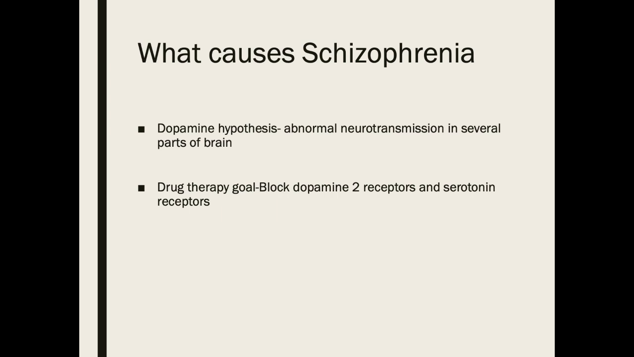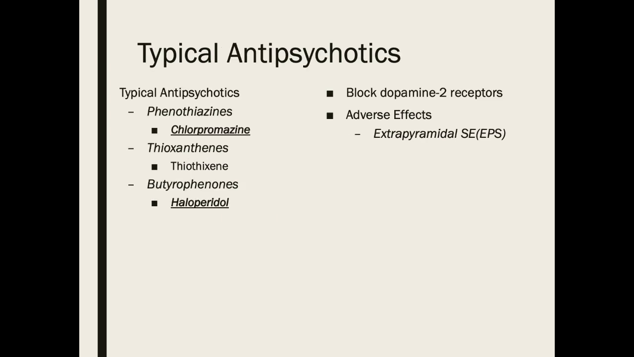So the day-to-day management of schizophrenia: we're not 100% sure of what causes schizophrenia, but the leading theory is this dopamine hypothesis, and that there's just abnormal dopamine activation, stimulation, in the brain and in lots of parts of the brain. So when we're managing schizophrenia chronically, long term, day to day, the medication goal here is we're going to block dopamine receptors and or block serotonin receptors or 5-HT receptors.